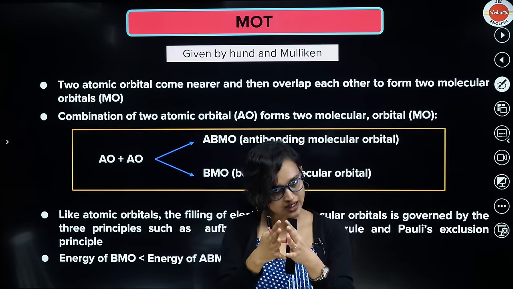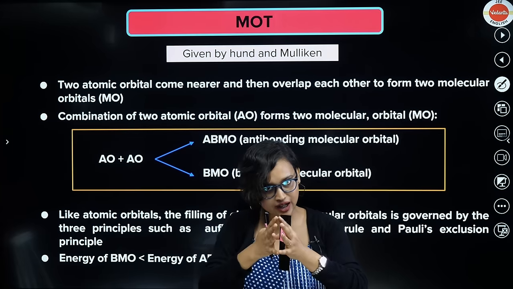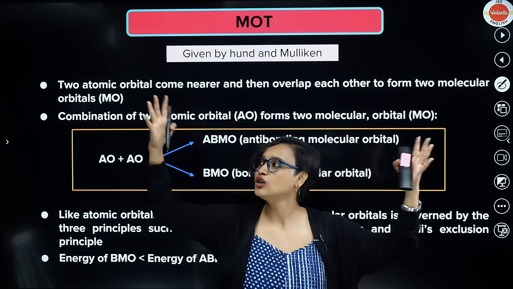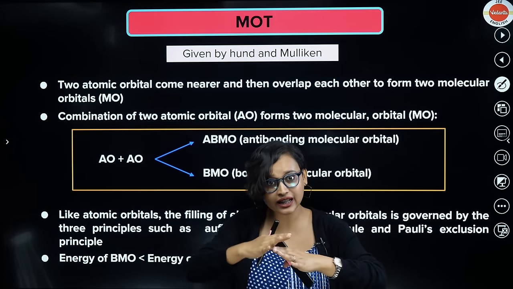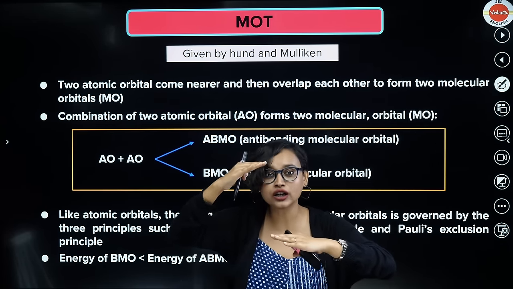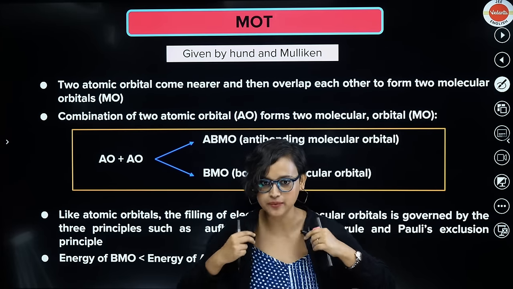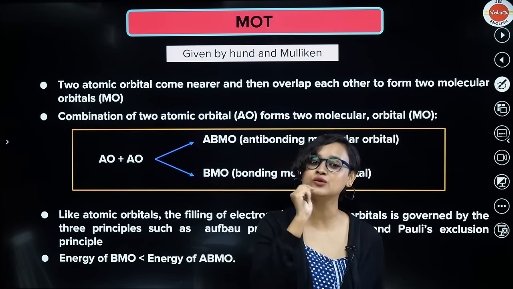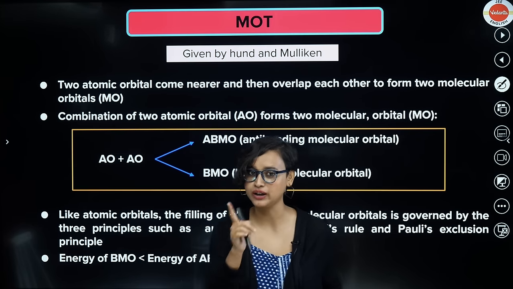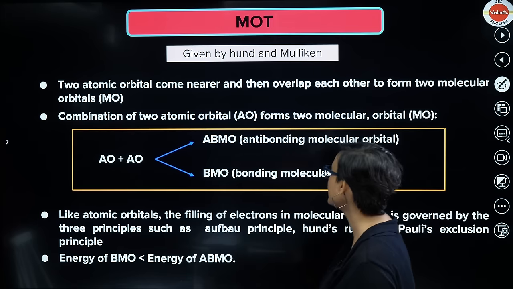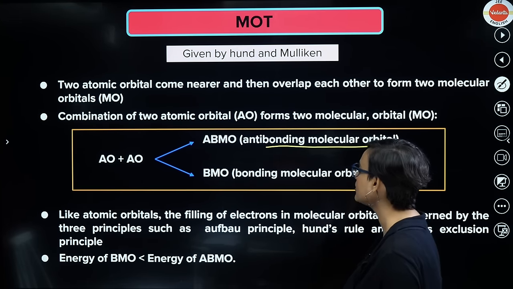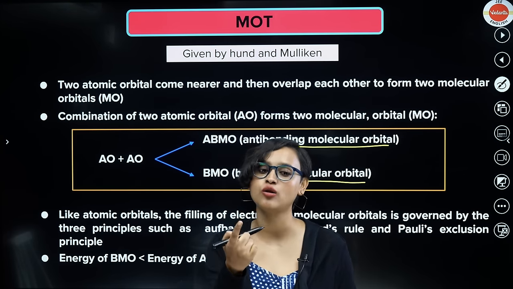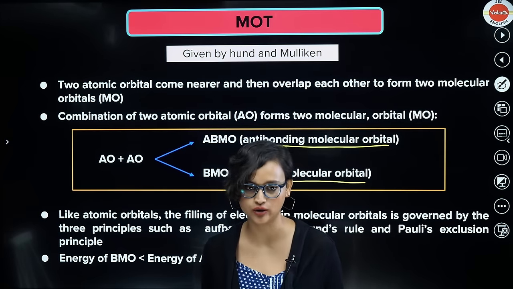2 atomic orbitals are coming in, they will give rise to 2 molecular orbitals. Getting my point? 2 atomic orbitals are coming, they are giving rise to 2 molecular orbitals. All right. Now, what is the molecule that you are getting? The combination of 2 atomic orbitals will give you 2 molecular orbitals. One of them will be anti-bonding molecular orbital and one of them will be bonding molecular orbital. Now, the anti-bonding molecular orbital has higher energy than the bonding molecular orbital.